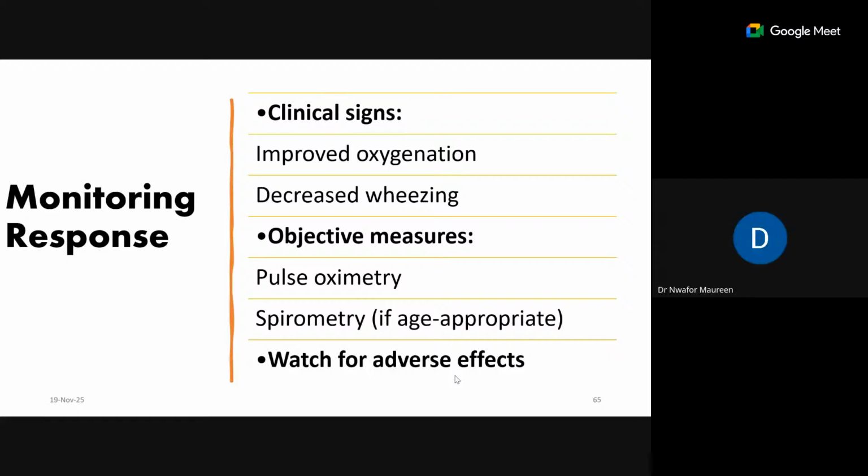Monitoring for them, we will look at improved oxygenation and decreased wheezing. We use objective measures to monitor their response, such as pulse oximetry and spirometry if age appropriate, and then you watch out for adverse effects. That's the monitoring. It doesn't stop your responsibility. You must monitor the intervention you have done, to make sure that the objective of your intervention was achieved by use of these agents.